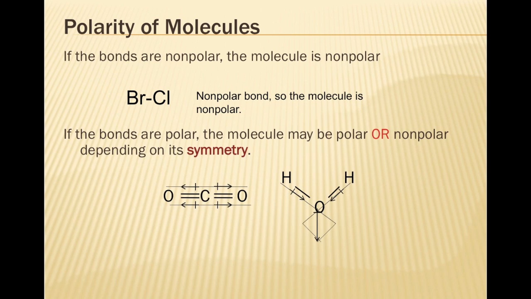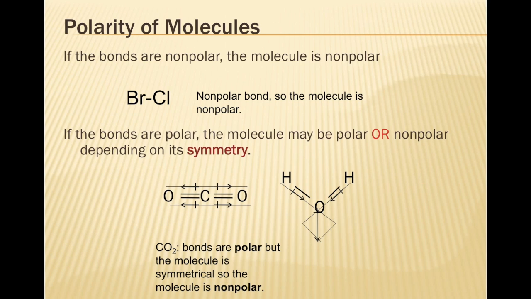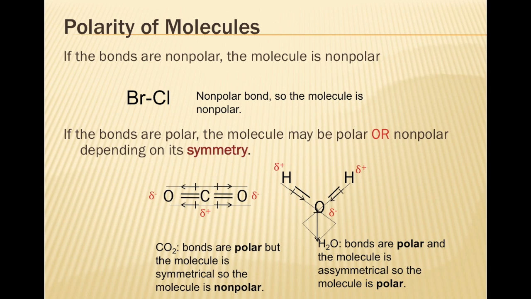Now, if we do have polar bonds within a molecule, the molecule itself may be polar or nonpolar. It depends on the symmetry of the molecule. So carbon dioxide is a symmetrical molecule. So that means that the bonds are polar, but the molecule itself is symmetrical, so it's nonpolar. And if we look here, the charges are distributed evenly across the carbon dioxide molecule. So essentially the positive charge in the middle is sandwiched between two negative charges, so that it's as if it is evenly charged, even charge distribution across it.